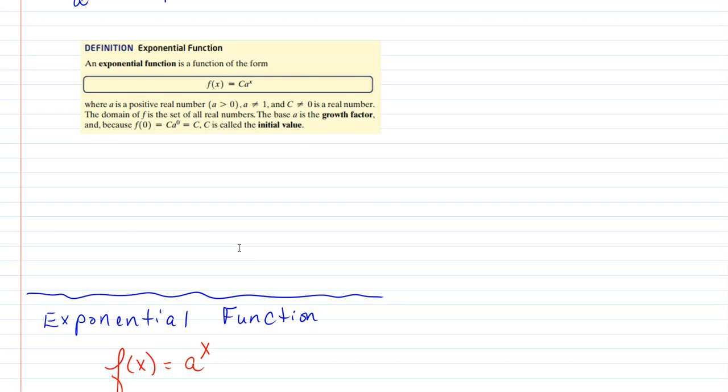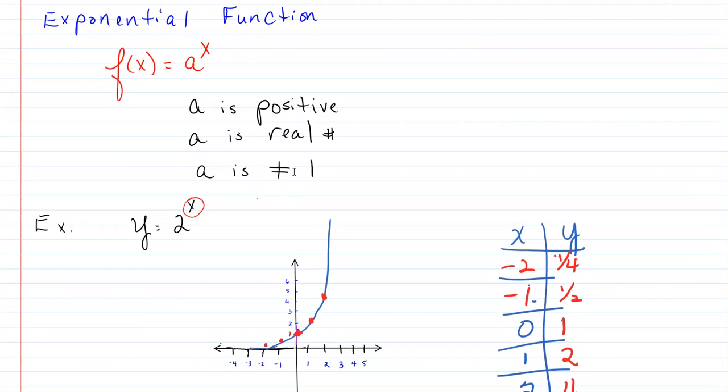An exponential function is a function of the form f of x equals c a to the x. What's different here is that x now is the exponent. We've had x cubed, x to the second, x to the fifth, but now x is the exponent. Here are some interesting parameters about the exponential function. A has to be positive. It has to be a real number, and it can't be 1.